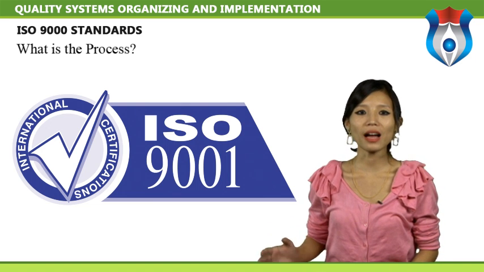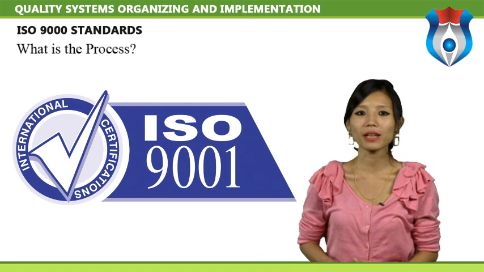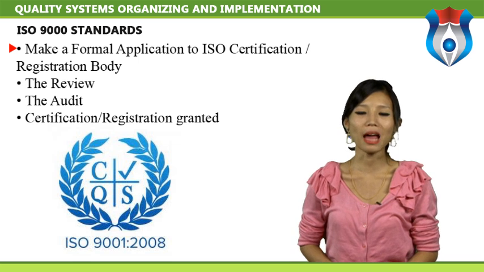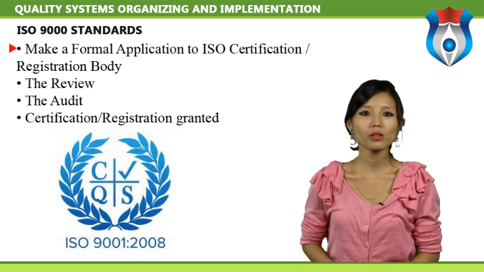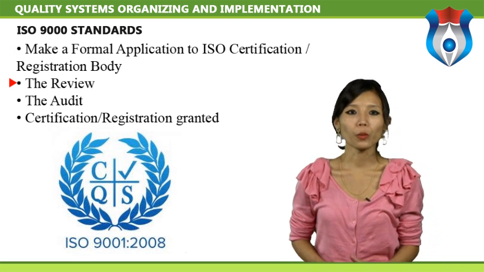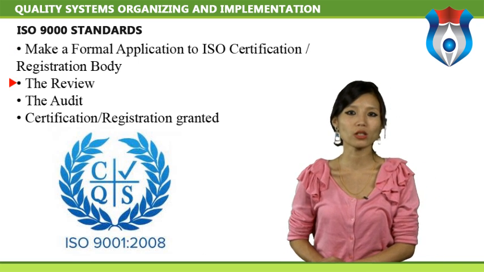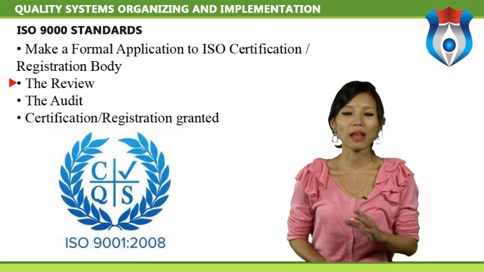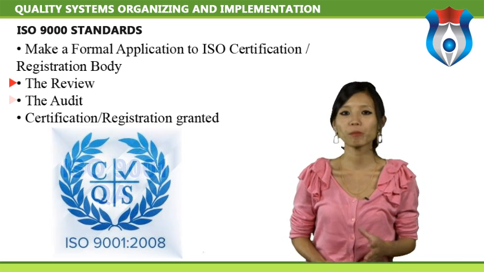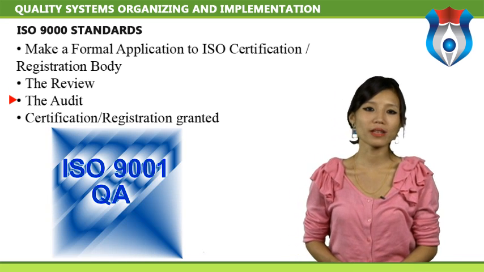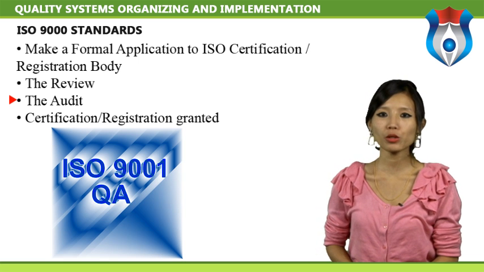To go through the ISO generally requires 4 main tasks. Make a formal application to the ISO certification registration body. The review: the body will look over the quality manual. If weaknesses are spotted, they will identify them and the manual will have to be modified. The audit: this is where the documentation of the manual procedure will be put to the test.